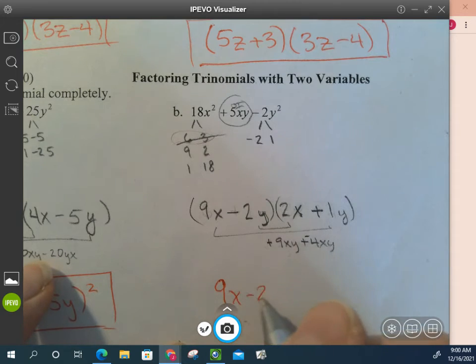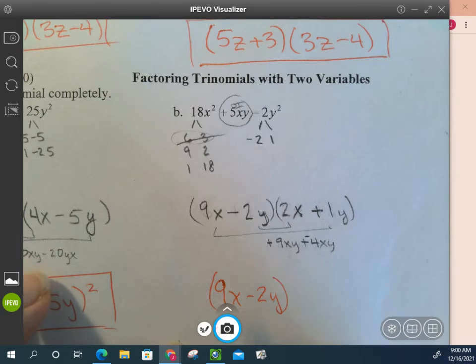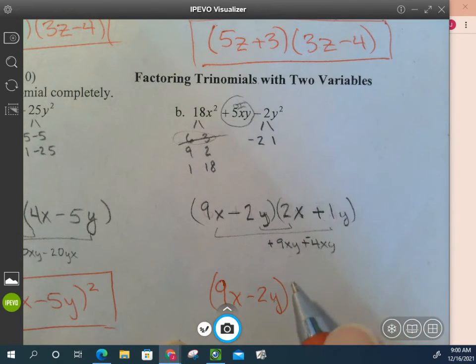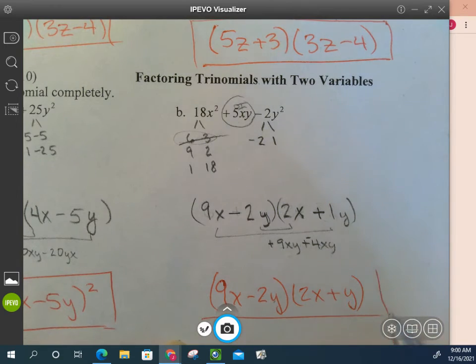And we had this discussion. The order, if I have it as 9x minus 2y and you have the other one first, the order does not matter as long as you have them paired. The 9x has to go with the -2y. The 2x has to go with the positive 1y.